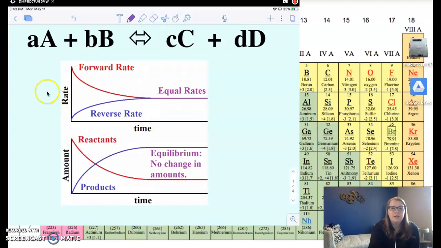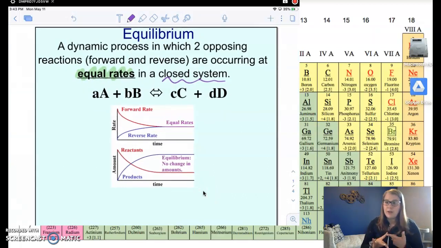The equal rates part, this part's measuring rate, the rate at which it is occurring. Obviously the forward reaction is happening exclusively at the beginning, and therefore there can be no reverse reaction. But as more and more of the forward can happen, more and more of the reverse can happen. And eventually they reach an equilibrium and mellow out, and they're both occurring at the same time, and therefore there's also no change in the amount of product and reactant that you have. So one more time, a dynamic process, ever changing, ever moving. Two opposing reactions, forward and reverse, occurring at the same rate in a closed system.